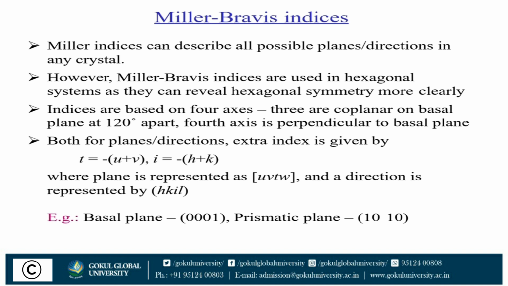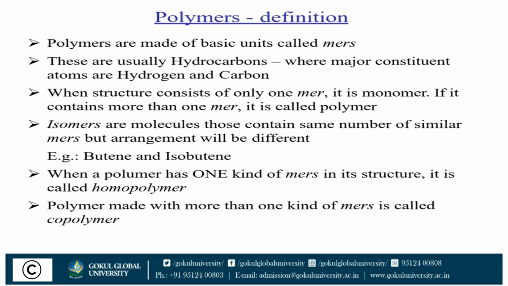The Miller indices describe all possible planes or directions in the crystal. Miller-Bravais indices are based on a four-axis system: three axes in the base plane at 120 degrees apart, and the fourth axis perpendicular to the base plane. Then you have to find the extra index: t equal to minus u plus v, and i equal to minus h plus k. So the base plane is 0, 0, 0, 1 and the prismatic plane is 1 0 -1 0.